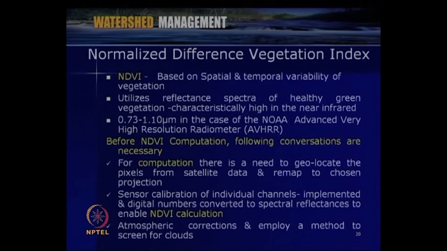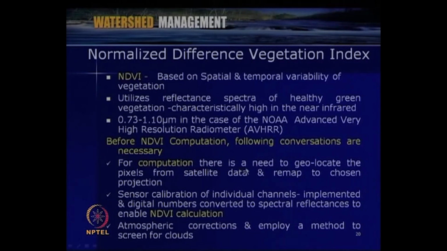So, this NDVI is based on spatial and temporal variability of the vegetation, and NDVI utilizes the reflectance spectra of healthy green vegetation, which is characteristically high in the near infrared region, and this varies from 0.73 to 1.1 micrometer in the case of NOAA's Advanced Very High Resolution Radiometer, AVHRR. So, before NDVI computation, we have to do the following.